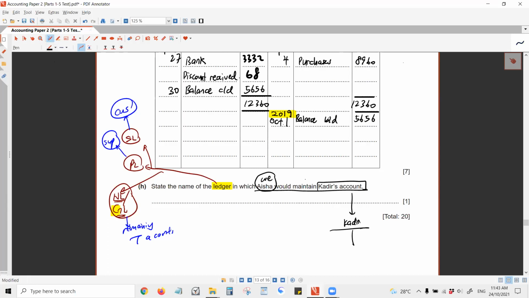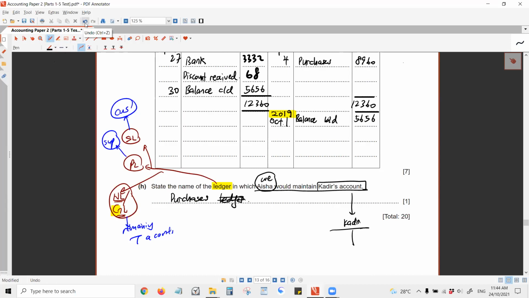So we are Aisha. Who is Cardell to us? Cardell is our supplier. So you write purchases. Try not to leave out the word ledger. If they are not strict, maybe they will give you the mark even without the word ledger. But if they are strict, your answer could be wrong if you just write purchases. So ensure that you write the full name, purchase ledger.